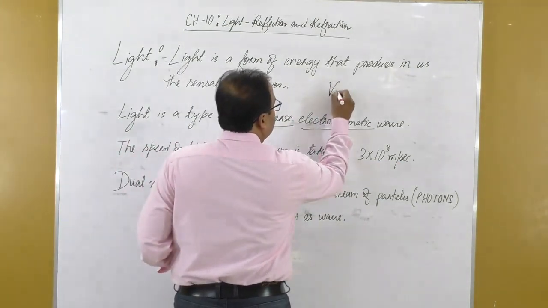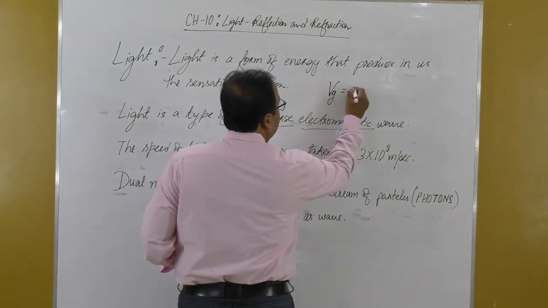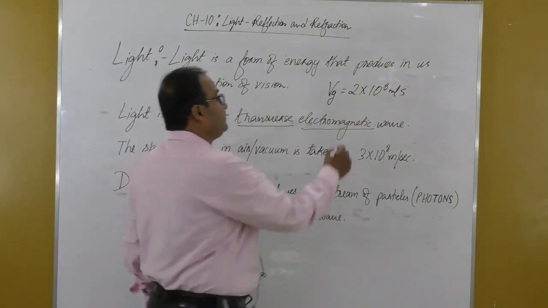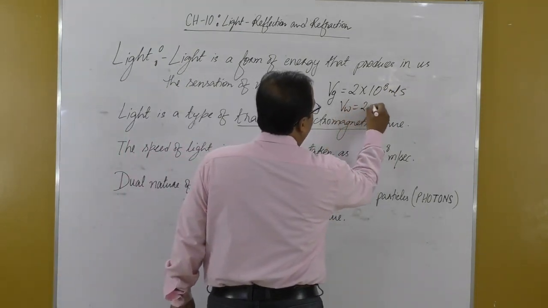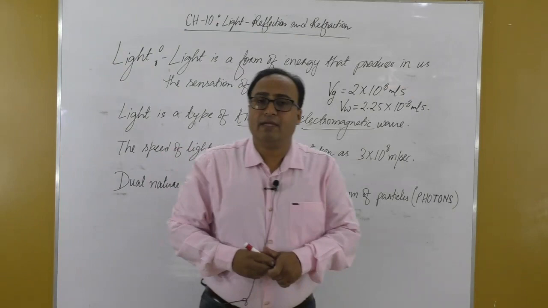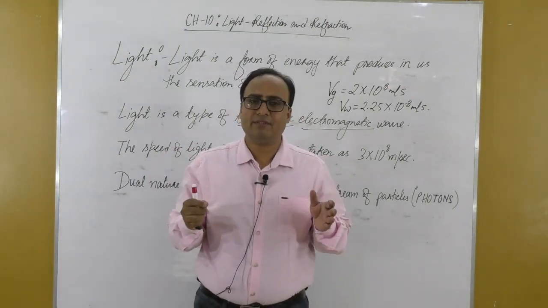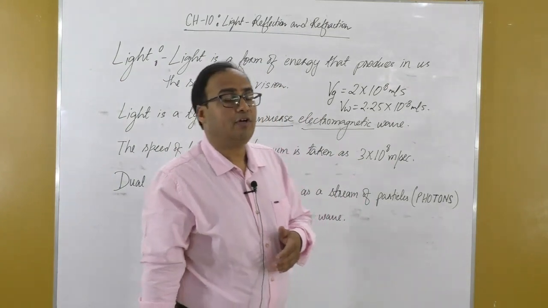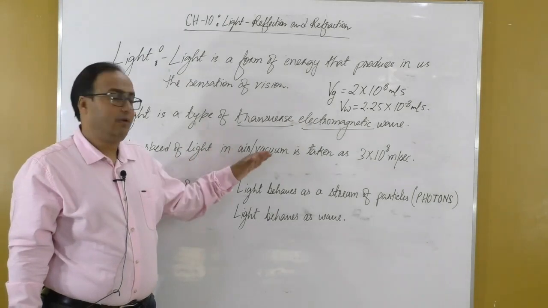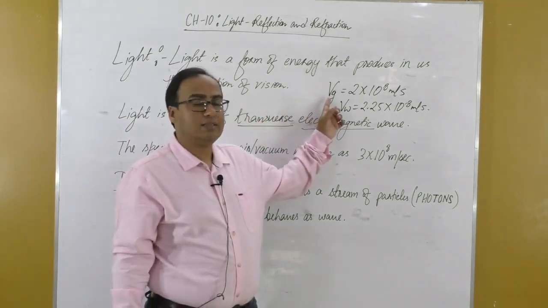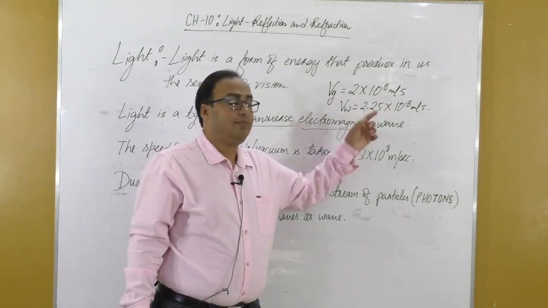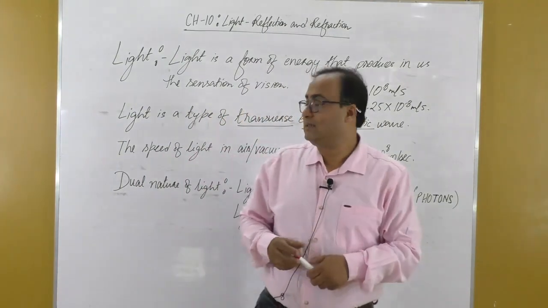The speed of light in glass, if I ask you, it is 2 × 10⁸ meter per second. If I ask you what is the speed of light in water, it is 2.25 × 10⁸ meter per second. If light travels through different media, the speed of light will be different. Speed of light is maximum in vacuum, and in other media it is slower than in vacuum. So the speed of light in glass is 2 × 10⁸ meter per second. Speed of light in water is 2.25 × 10⁸ meter per second.